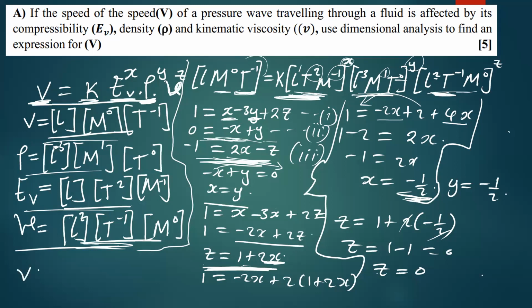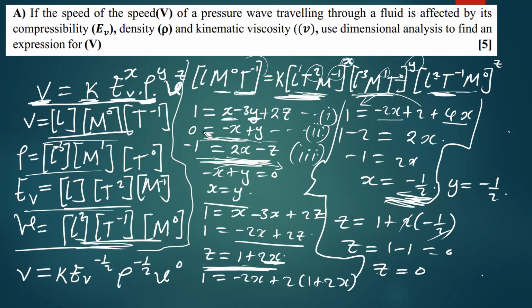So our formula for the velocity is now going to be equal to k. Then the power of compressibility there is x, and x has been found to be negative 1 over 2. So we say EV to the power negative 1 over 2, and then the density is also raised to the power y, which is negative 1 over 2, and then the kinematic viscosity is raised to the power 0, which is just the same as 1.